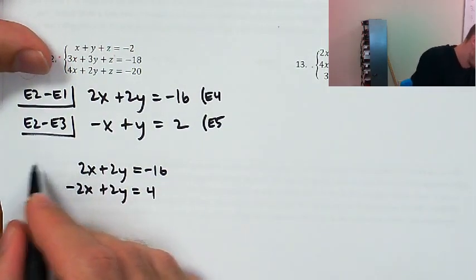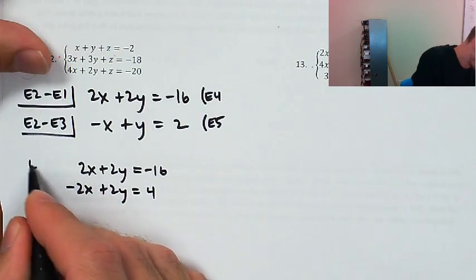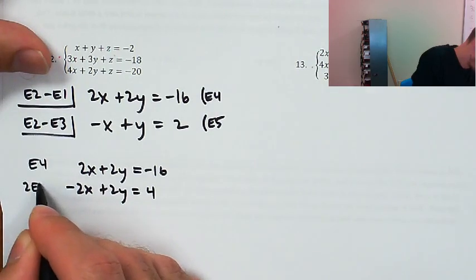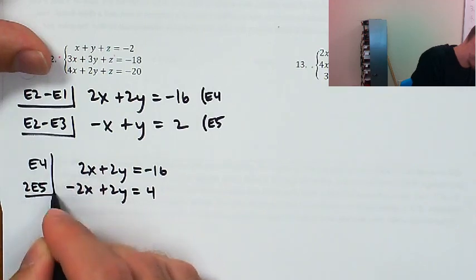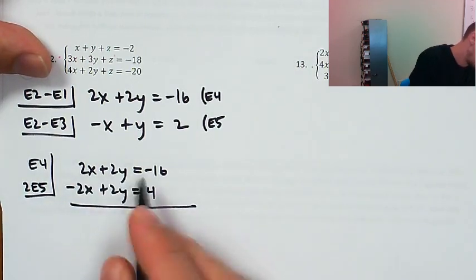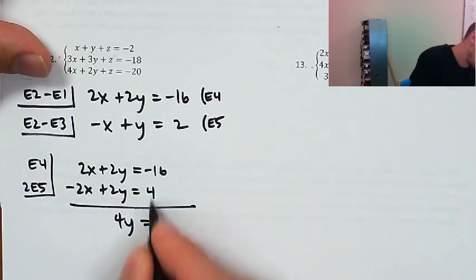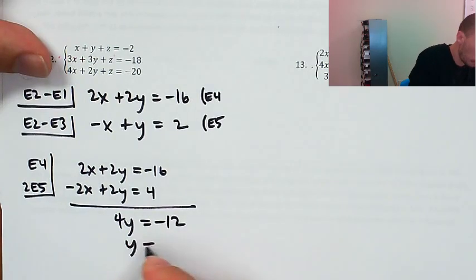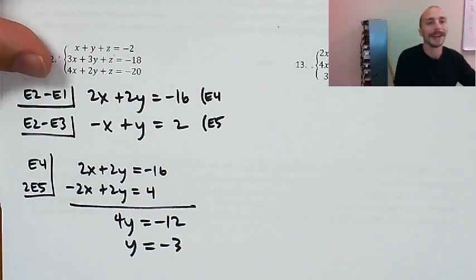Okay, so this is equation 4, 2 of equation 5. We're going to add those together. No x's, 4y's equals negative 12. So y needs to equal negative 3.